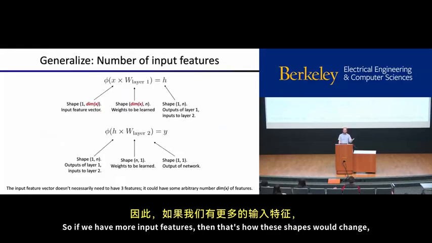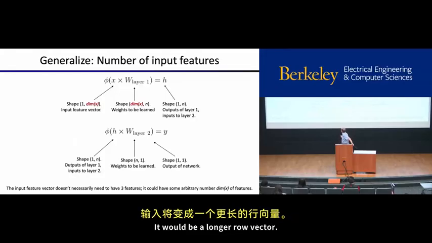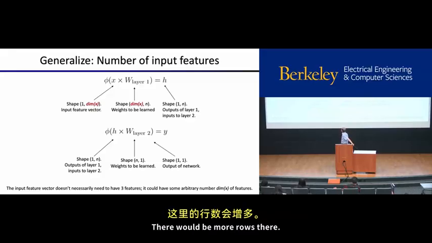So if we have more input features, then that's how these shapes would change. The shape of the input would be a longer row vector, so more columns, and there'd be more rows there.